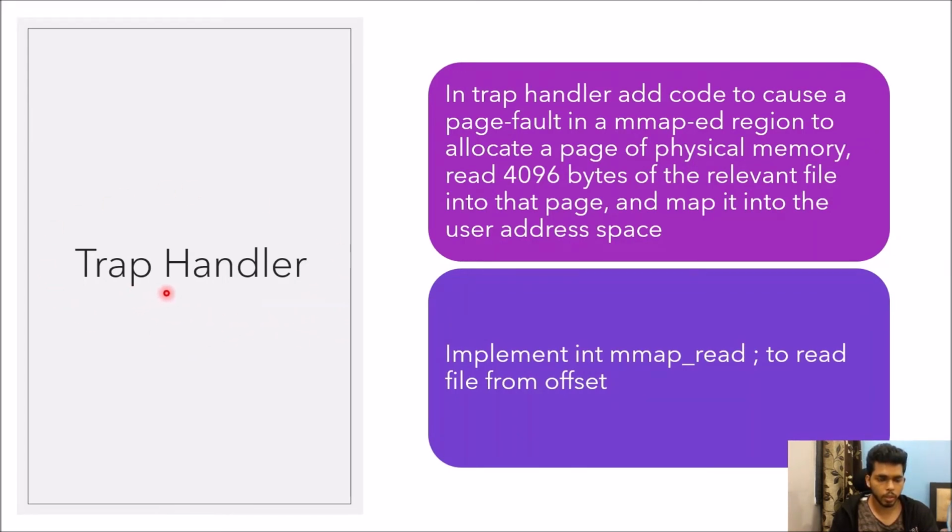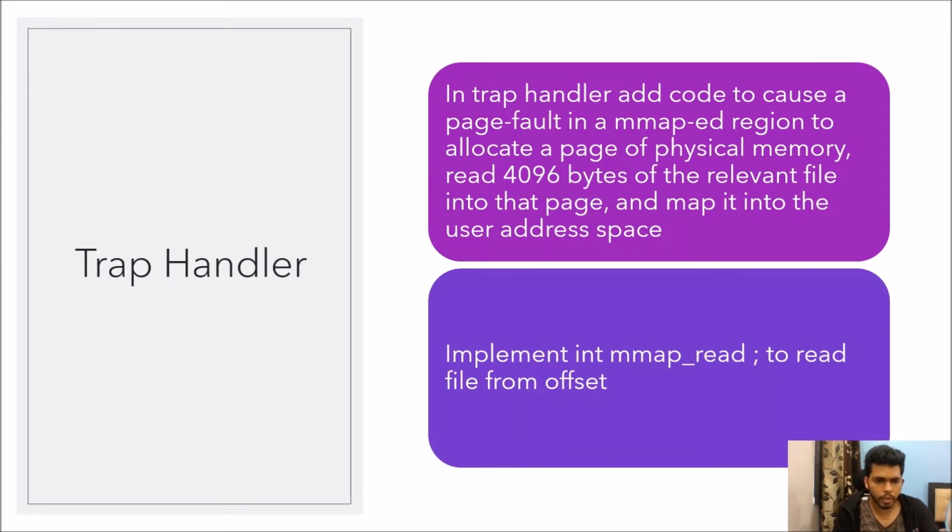This page fault error will happen because we have implemented the lazy allocation strategy for the files. We have implemented this by doing the following. In the trap handler, we have added code to cause a page fault in the mapped region. After that, we allocate a page of physical memory, which reads 4096 bytes of the relevant file into that page and maps it into the user address space.